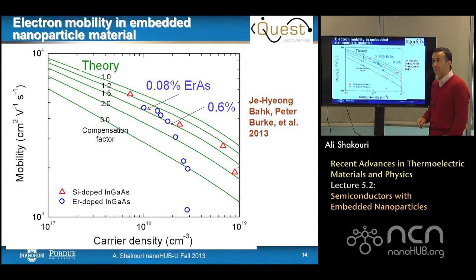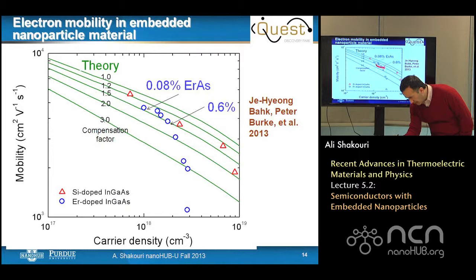The different theory curves correspond to different compensation factors. This is basically a fitting parameter that one uses when you put a certain amount of dopant in the material, not everything is activated. So especially at high carrier densities, you need to consider some sort of compensation, that's like some extra scattering mechanism.